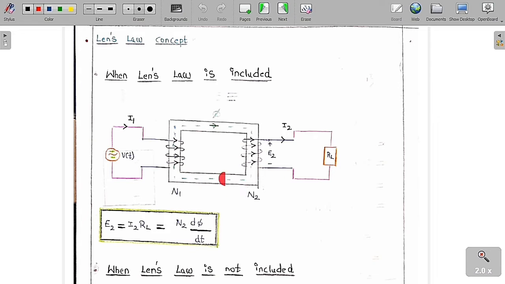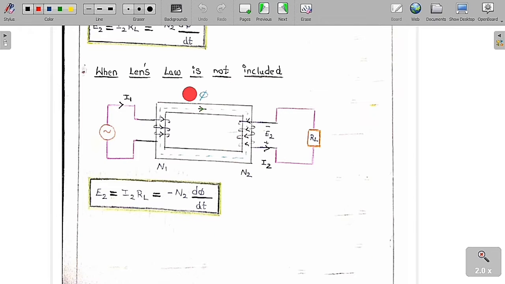So now Lenz's law is already included. You can see clearly the Lenz's law formula is already applied, because the current induced in the secondary coil will flow in such a way that the flux produced by the secondary coil will always oppose the primary flux, the original flux produced. So E2 is equal to I2 into RL is equal to N2 into dφ/dt. This is the formula we have to use whenever Lenz's law is included.